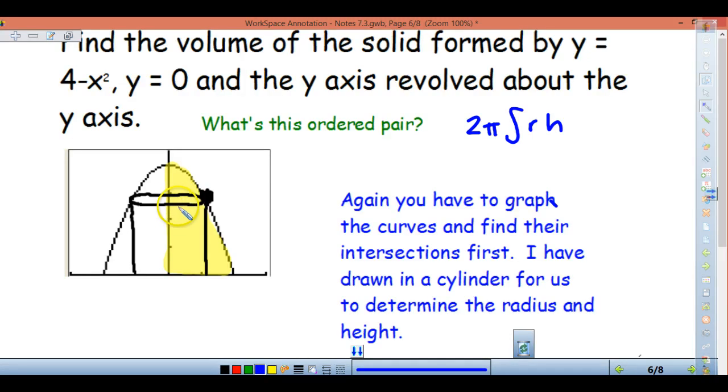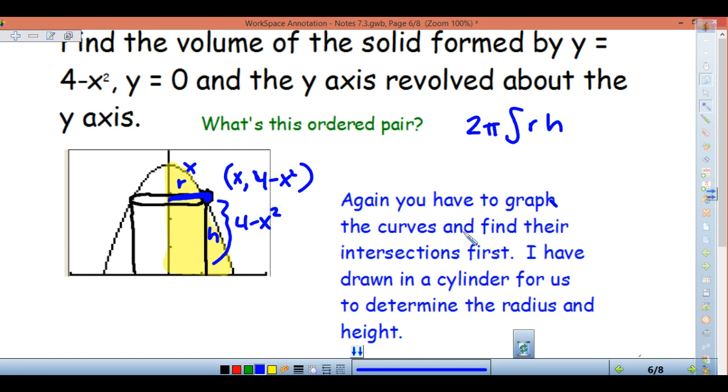I've drawn in a representative shell here already, so you can see the cylinder part of that. This would be the R and this would be the H. What may be helpful is to identify this ordered pair that's right here. Again, I am on the parabola 4 minus x squared, so this ordered pair is x and then 4 minus x squared. So my radius of this shell is going to be x, and the height is going to be coming from the height that's on the parabola, so that's going to be 4 minus x squared.